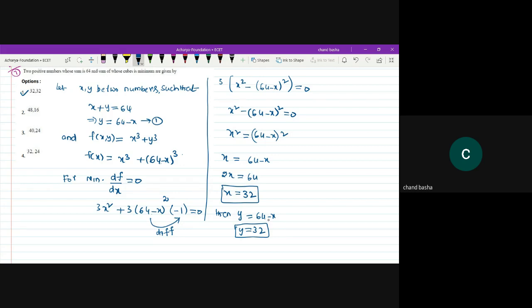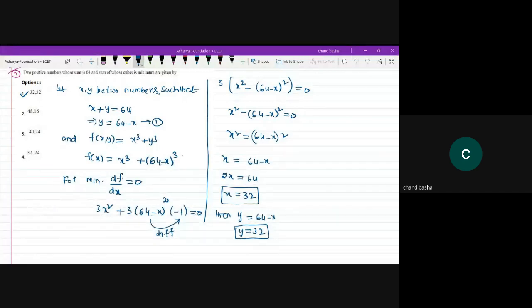x power n gives n x power n minus 1, but don't forget the expression, the function which is in the bracket must be differentiated. So the function in the bracket, we have to differentiate again. Differentiating gives minus 1. We know that f dash of x is equal to 0, so I equated it to 0.